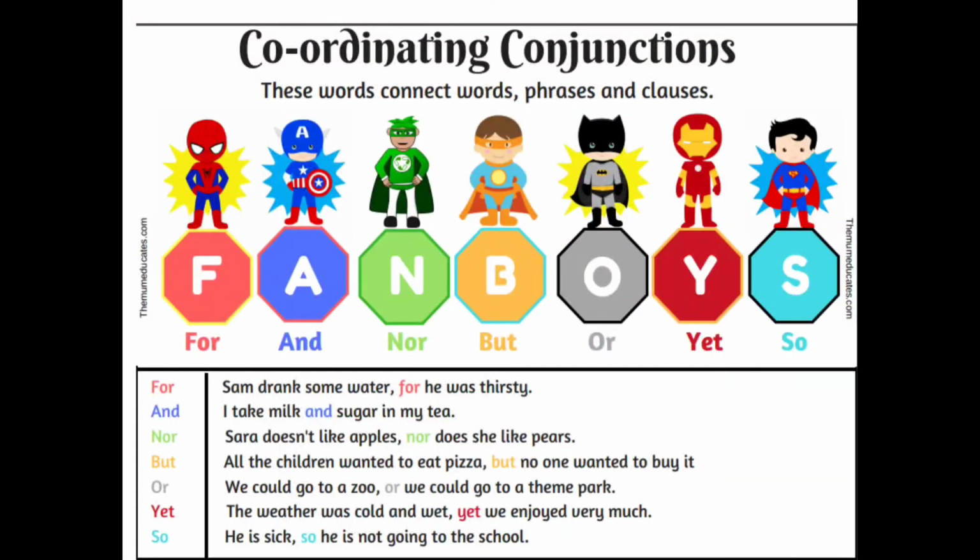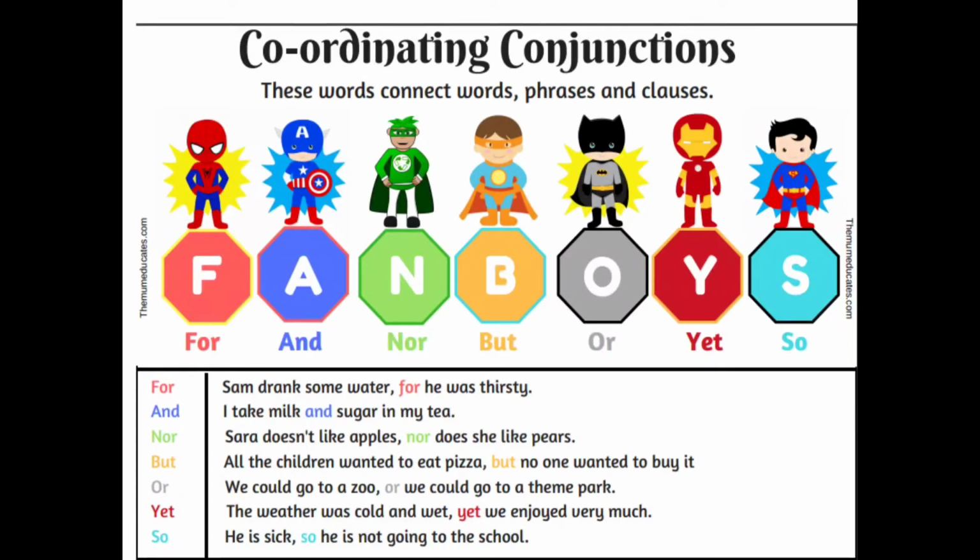Now let's have a complete look at these. Coordinate conjunctions connect words, phrases and clauses, right? F for, A and, N nor, B but, O or, Y yet, S so. Now have a look at the examples which I have written here for you. The first sentence, which has for: Sam drank some water for he was thirsty. This word for, written in red ink, is working as a coordinate conjunction, and it is used to join two sentences.